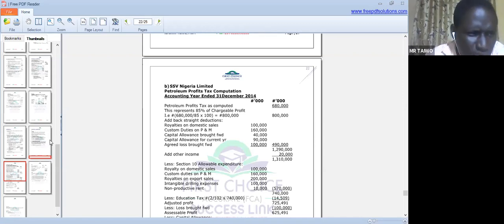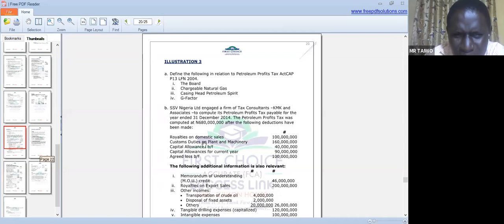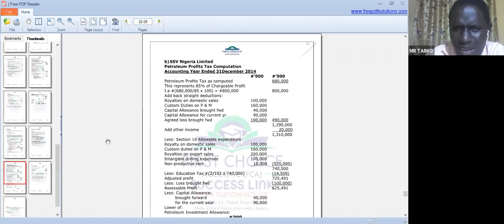Now, what are the deductions? They said they removed royalty on domestic sale, custom duty, capital allowance, and agri loss buffer. We add everything back together. So what do you have there? If I add everything back, royalty on domestic sale, custom duty, capital allowance, buffer, I add everything back to that chargeable profit.